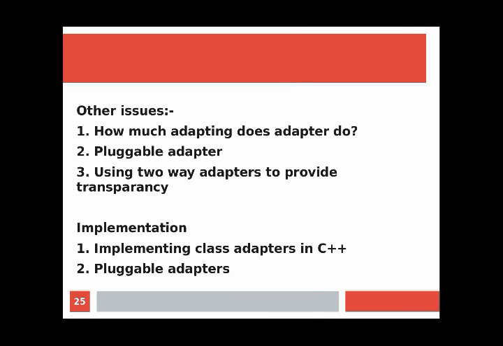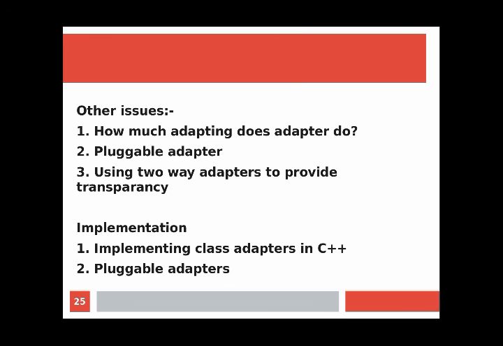Second is pluggable adapter. A class is more reusable when you minimize the assumptions other classes must make to use it. By building interface adaptation into a class, you eliminate the assumption that other classes see the same interface. Put another way, interface adaptation lets us incorporate our class into existing systems that might expect different interfaces to the class. And the third is using two-way adapters to provide transparency.